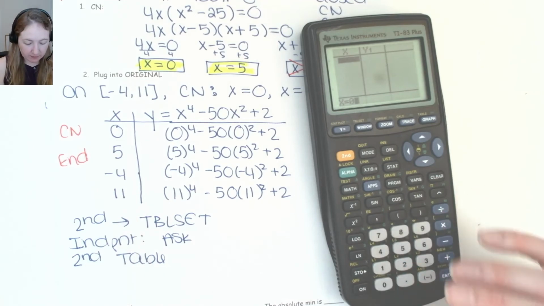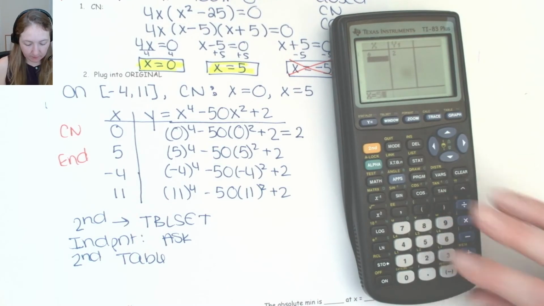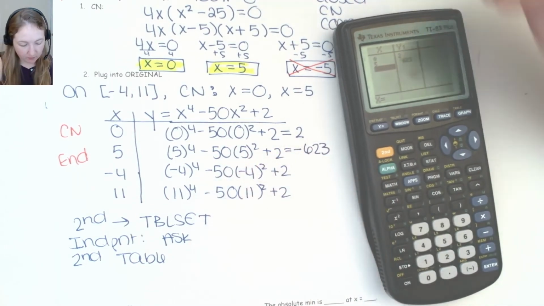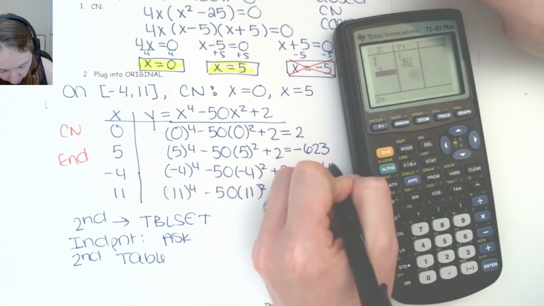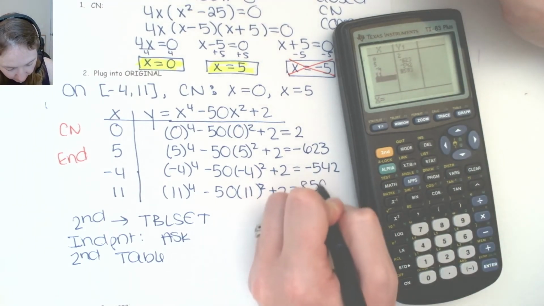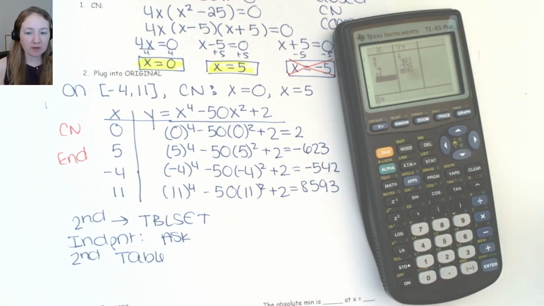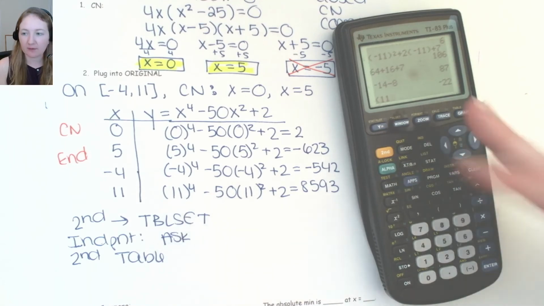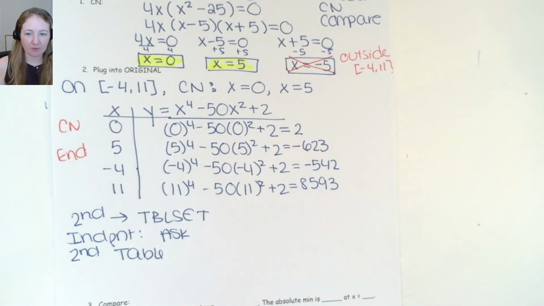So you could type in the 0, and that's going to give you 2. Then you could type in 5, hit enter, and that gives you negative 623. Then you could type in negative 4, hit enter, that gives you negative 542. Type in 11, that gives you 8,593. Whoa, that's a big number. Okay. So that is one way of doing this. Again, if you just want to go to your calculator, type in parenthesis 11, you could do that too. It is totally fine. It really does not matter what you want to do there.